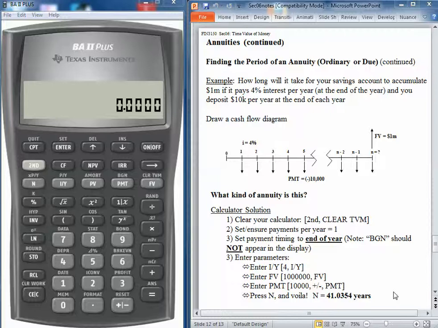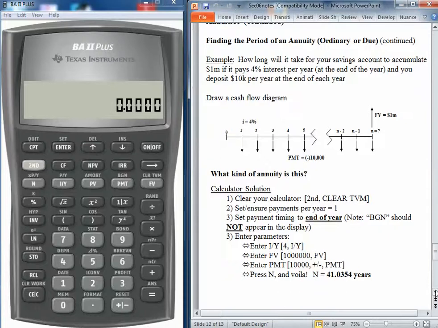accumulate $1 million, assuming that it pays 4% interest per year. And you deposit $10,000 per year at the end of each year. So this is like a typical problem that you would have for a retirement portfolio. You know you need so much at a certain time period, and you're going to deposit in regular intervals, and you want to know how much you can accumulate and how long it's going to take you to get there.